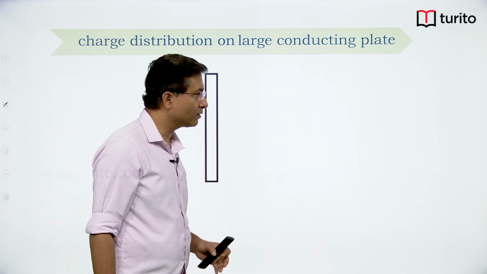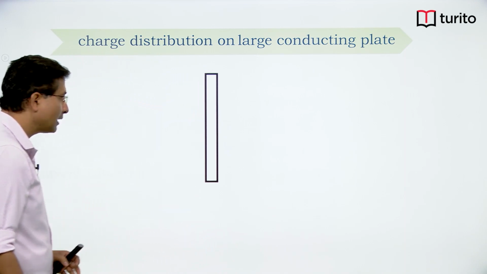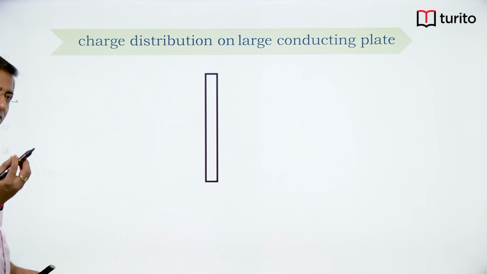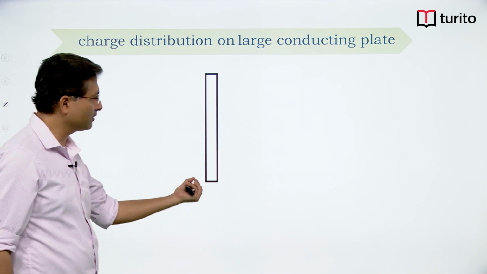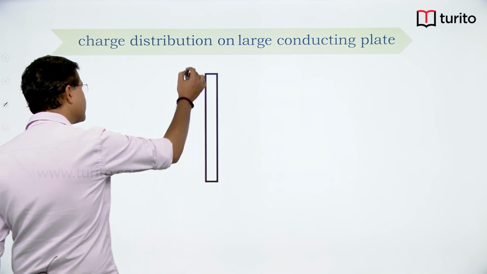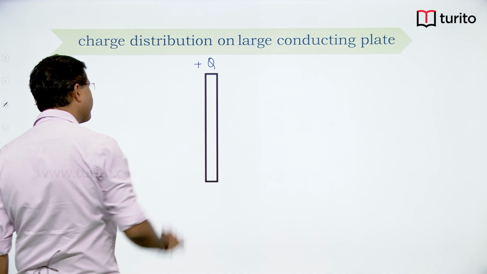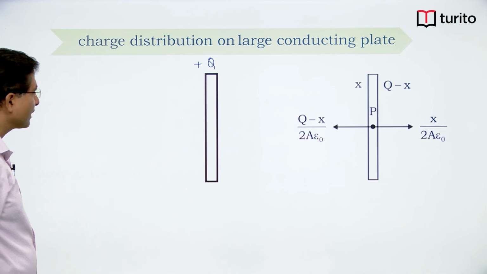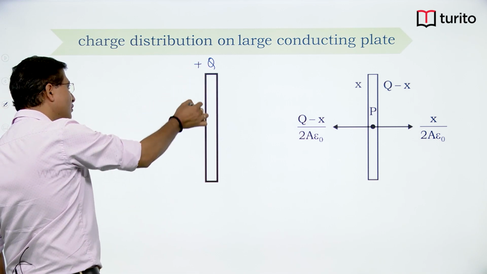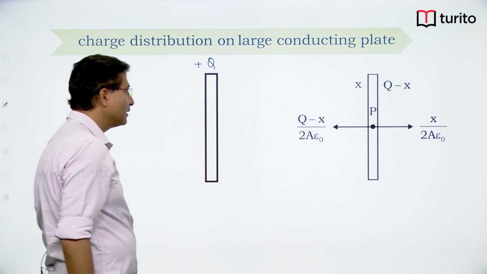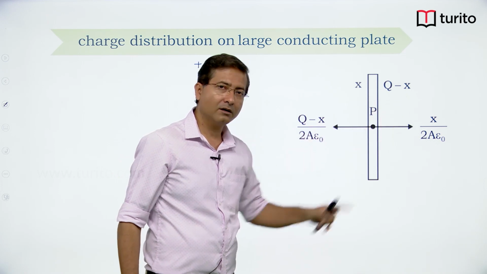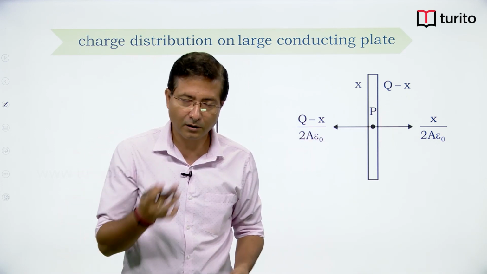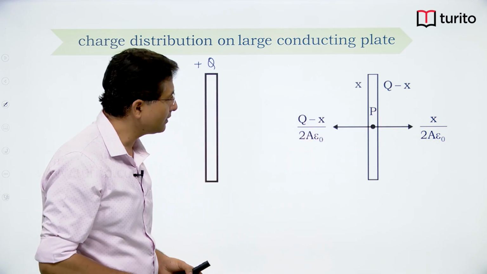Charge distribution on a large conducting plate. So, this is a very thin plate and I am giving plus Q charge to it, right. When I give plus Q charge, some amount of charge will appear on this surface and the remaining amount will appear on the other surface. I do not know how the charges are getting distributed.